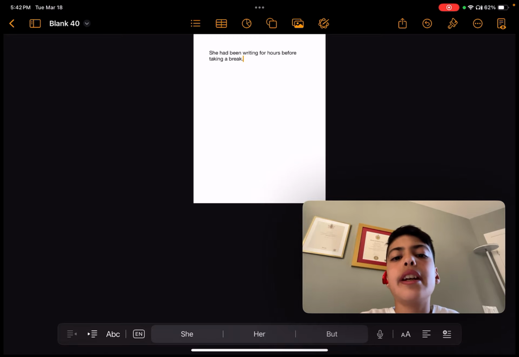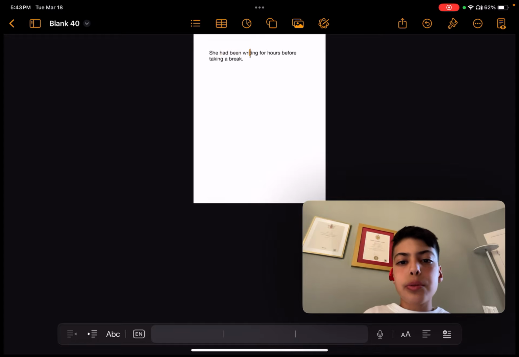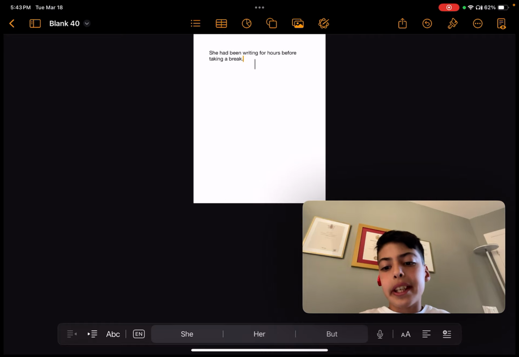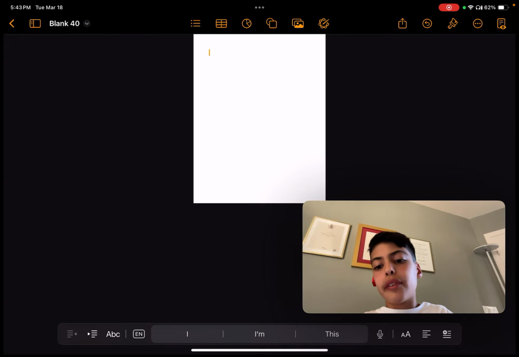So that would be a past perfect progressive sentence because this would be the form of have been, which has the form of has or have plus a form of to be, and then this would be the main verb that ends with ing. And this means that the writing was ongoing and then another action happened after it, which would be taking a break in this sentence. And then lastly, we have the future perfect progressive, which describes an action that will be happening for a while before a future time.